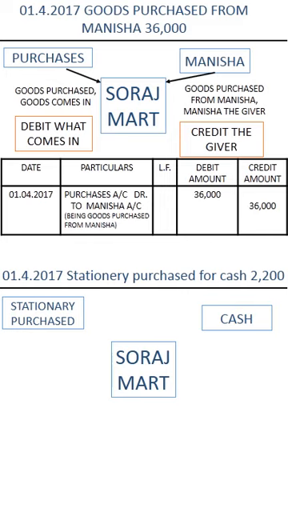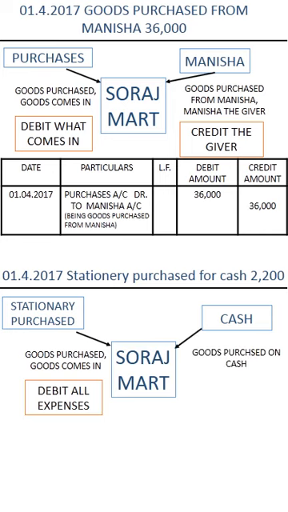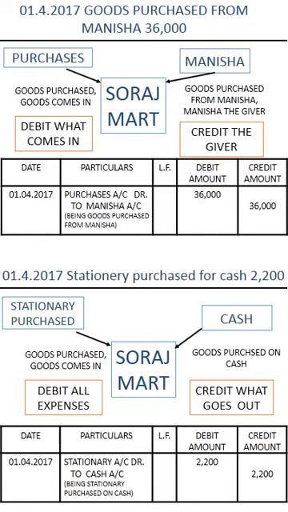Now, stationery purchased for cash, rupees 2,200. Friends, stationery is an expense, so debit all expenses, and we made this expense through cash, so credit what goes out. The accounting entry should be stationery account debit to cash account by rupees 2,200. So far so clear. Now let's move on to the next one.